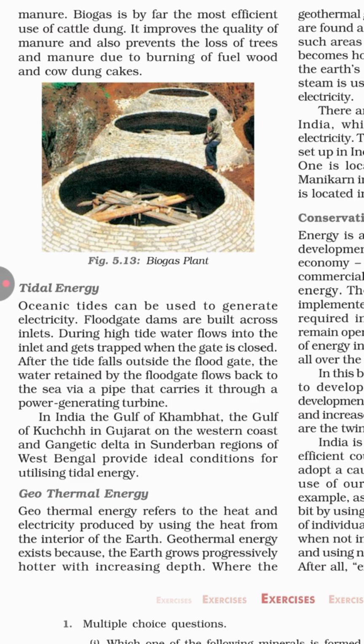In hydroelectricity, you see that the turbines are in a vertical form. But in tidal energy, the turbines are in the horizontal form, meaning in the sleeping form. So when the tide is high, naturally these turbines turn very fast and then they generate electricity. You'll find these turbines in the Gulf of Khambat, Gulf of Kutch in Gujarat and the western coast, and the Gangetic plain in the Sundarban regions of West Bengal.